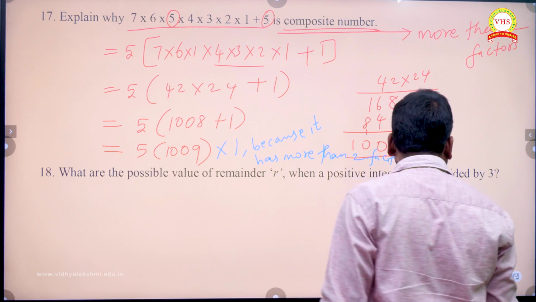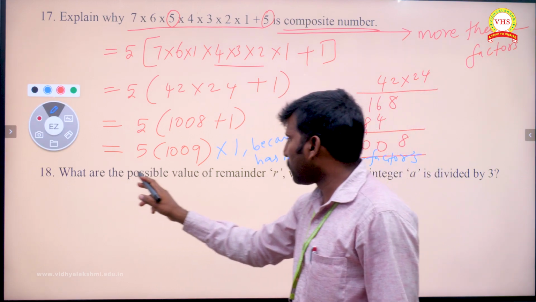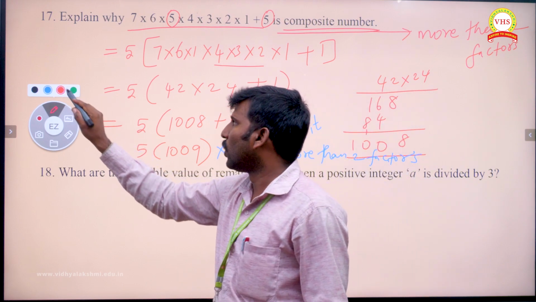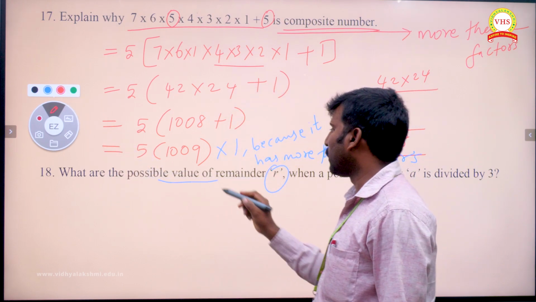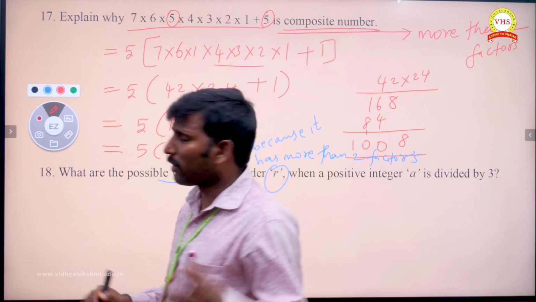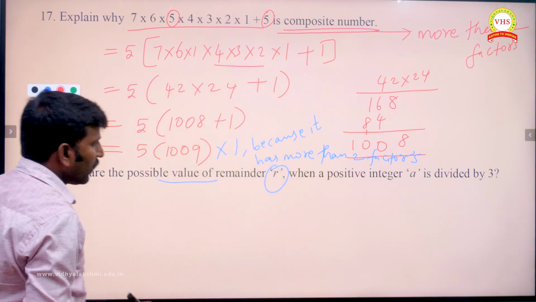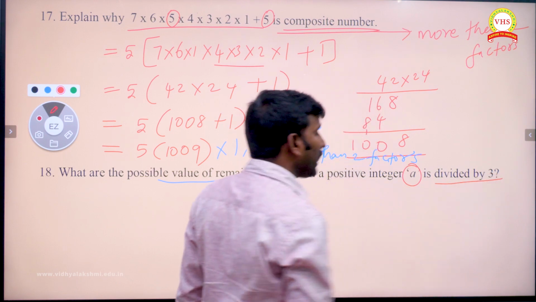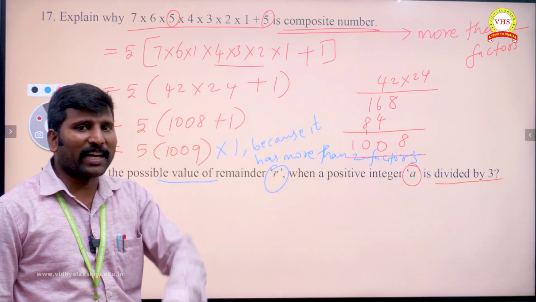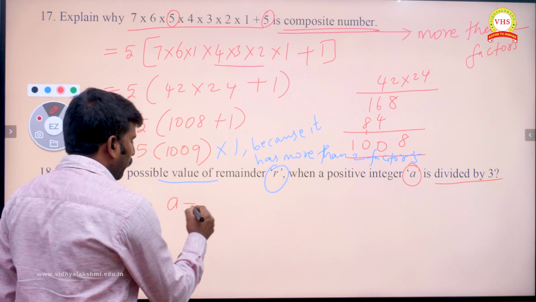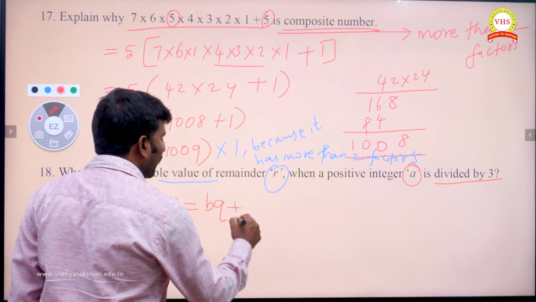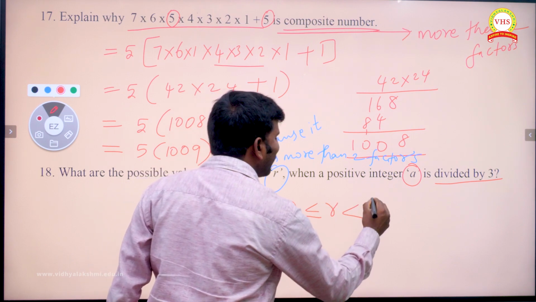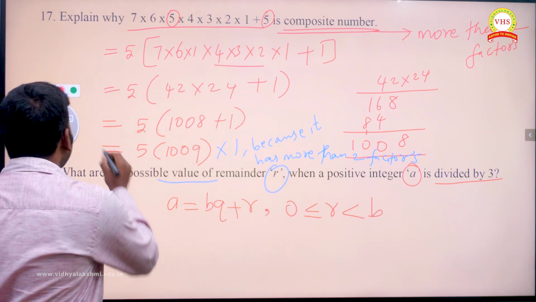Question number 18, what they are telling you, see children: what are the possible values of remainder R? Remainder R, they asked to know. What is the possible value they are asking? Okay, let me write. When a positive integer A is divisible by 3, divisor they are telling 3. See, as per the Euclid division formula, we have A equals BQ plus R, where 0 less than or equal to R less than B. Here, B is the divisor.